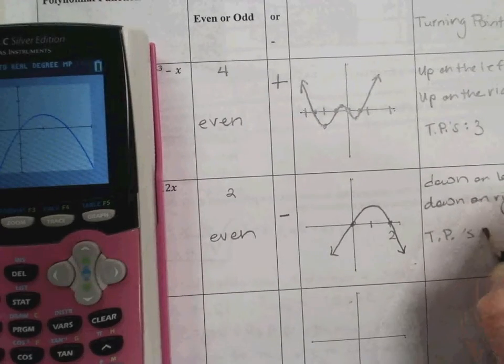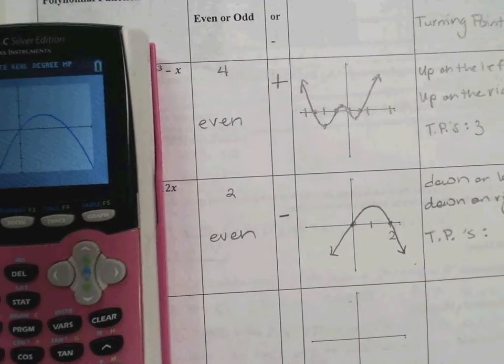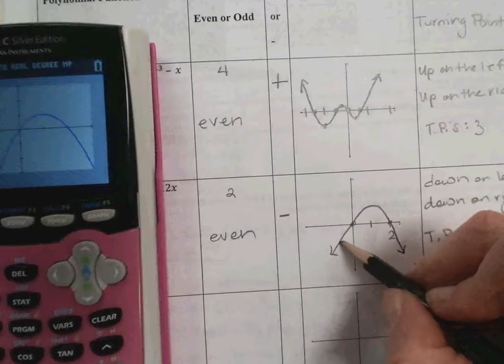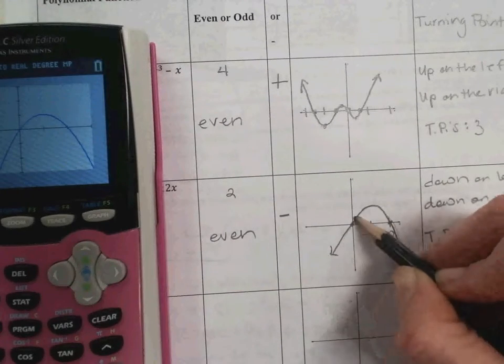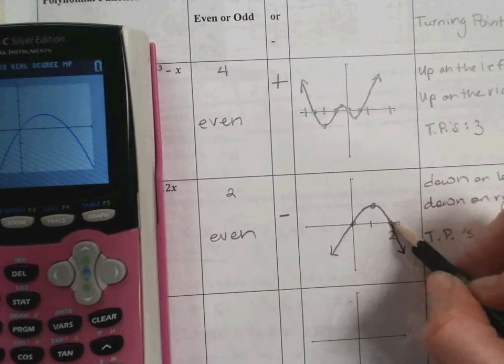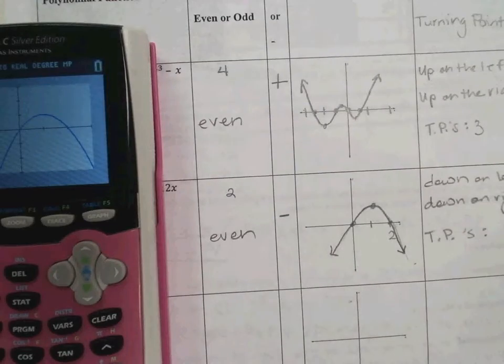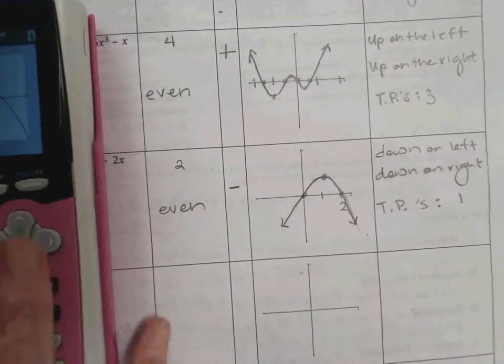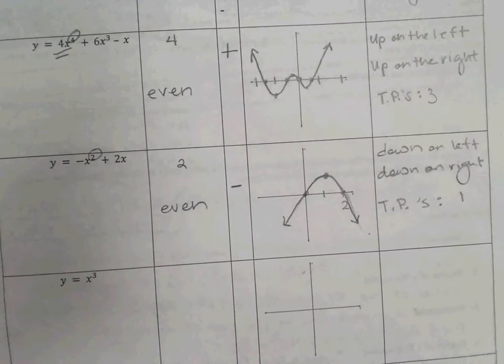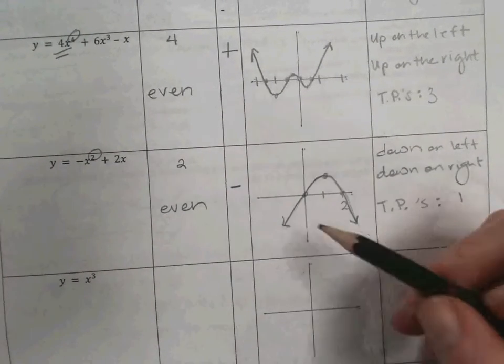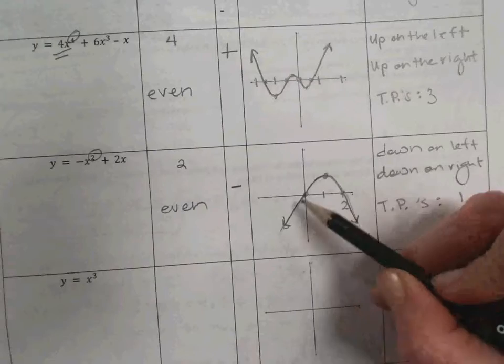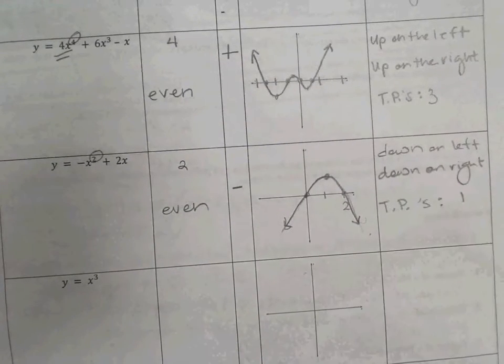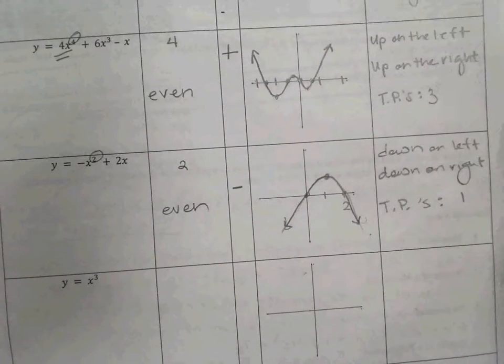How many turning points? Just 1 on this one, because it's going up, hits a maximum, and goes down. So that's 1 turning point. Wait, down on left, down on right. Hold on. See how it's going down on the left, down on the right. That's what's called our end behavior. Okay.